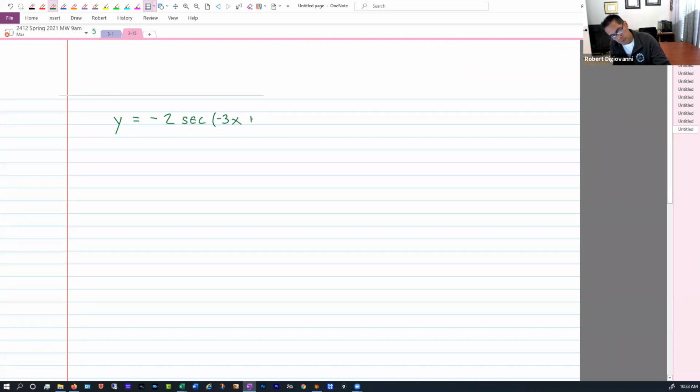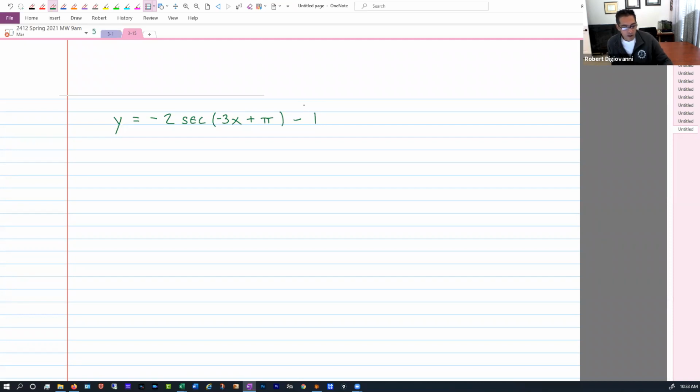-3x plus pi. Let's do that. Do y'all want to do a vertical shift? We can do a vertical shift. Let's do -1. Okay, so this is like the worst problem I can come up with. I've got so much happening here that it's going to be hard to keep track of, okay?